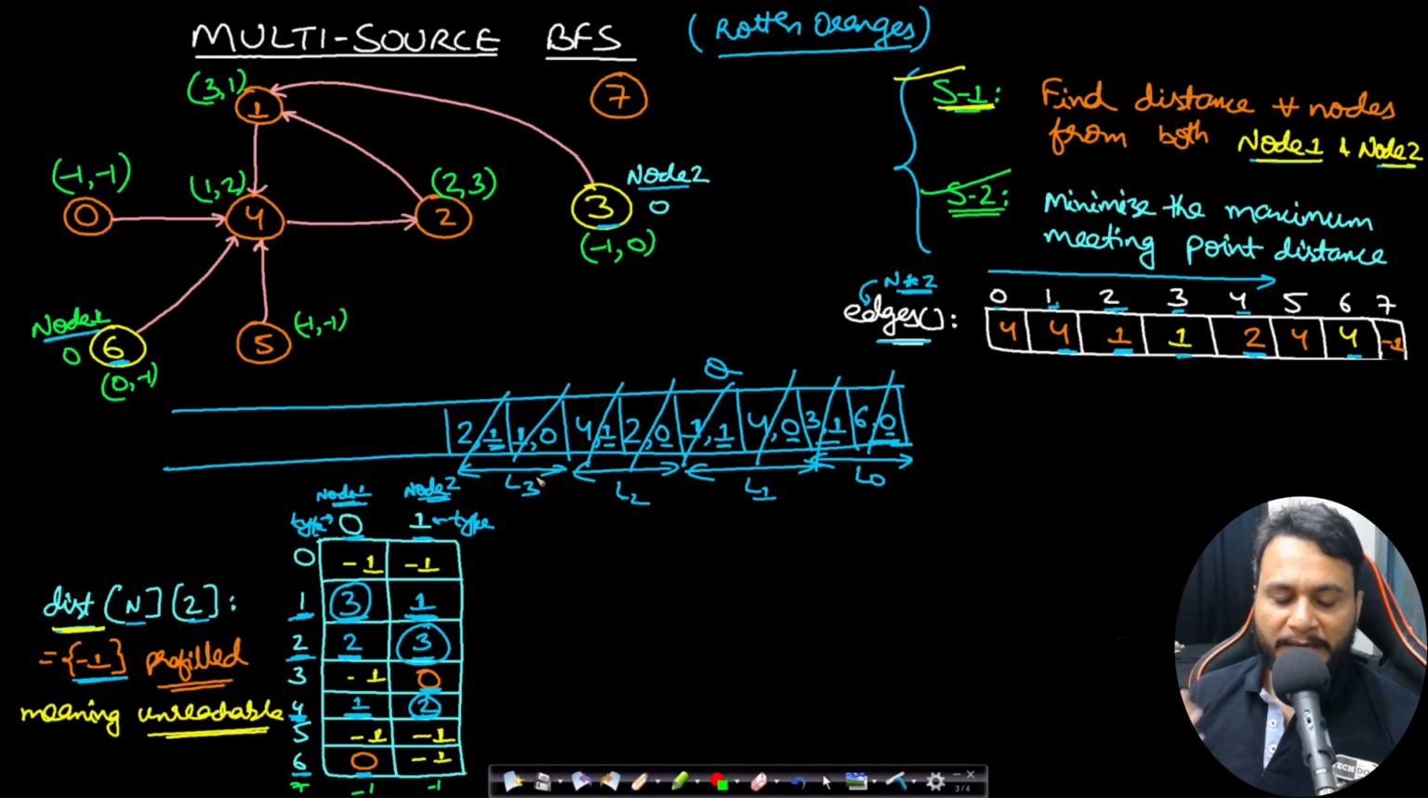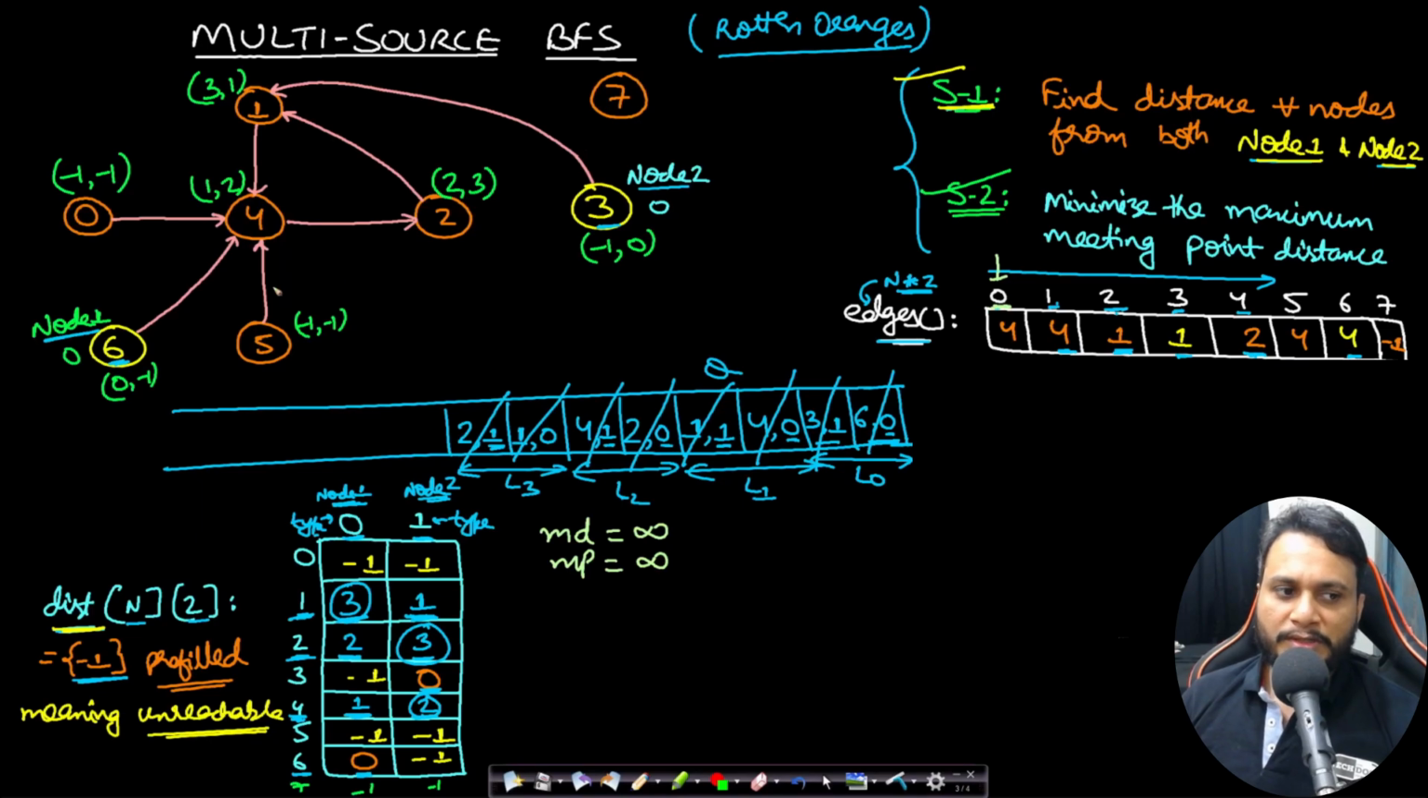Now in order to minimize the distance, I will be taking the meeting distance to be infinity, because I want to minimize the distance, and the meeting point to be equal to infinity as well, saying that I will not be able to meet. That means node 1 and node 2 will not be able to meet at any particular node. And then we have to iterate and see if they can actually meet.